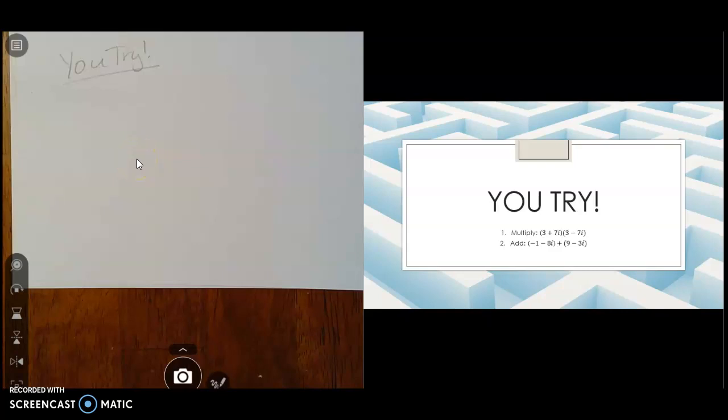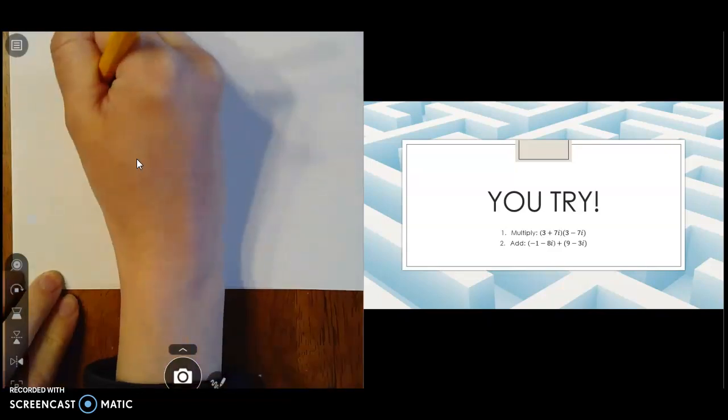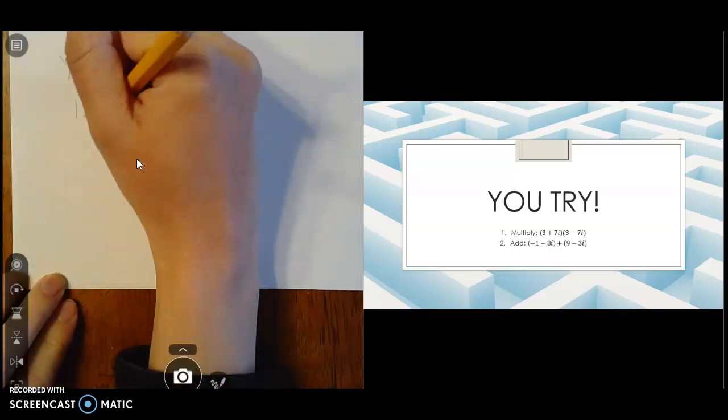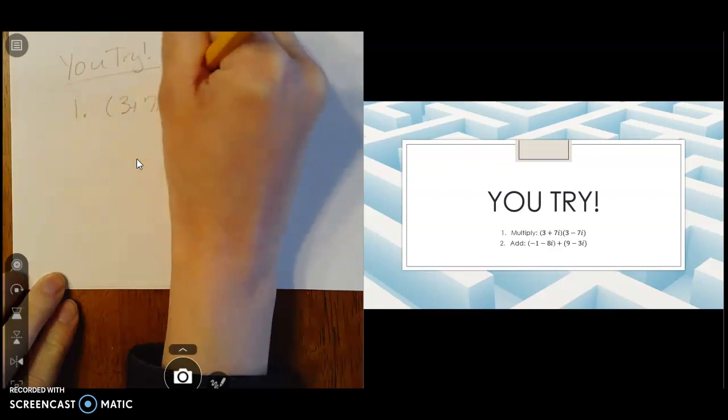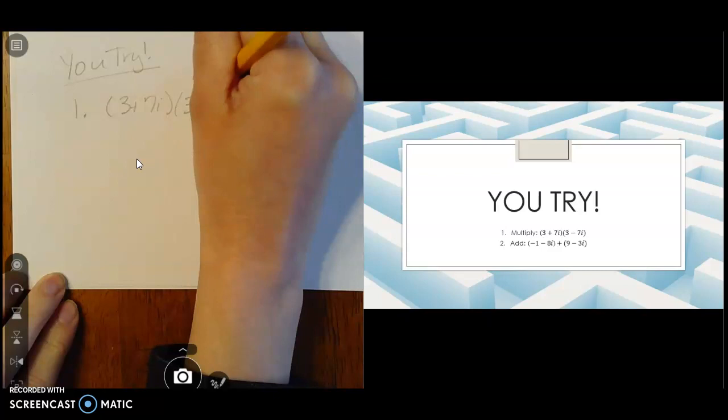You just finished a U-try where you got to multiply a couple of complex numbers and add a couple of complex numbers. So let's see how that went. First one I gave you was a multiplication problem. You got to multiply 3 plus 7i times 3 minus 7i.